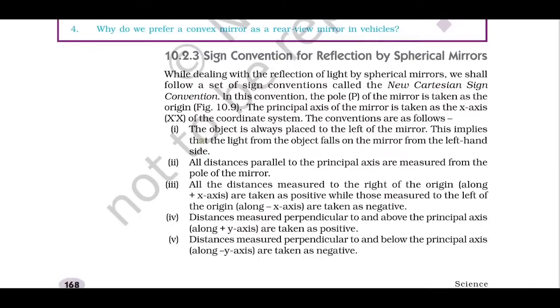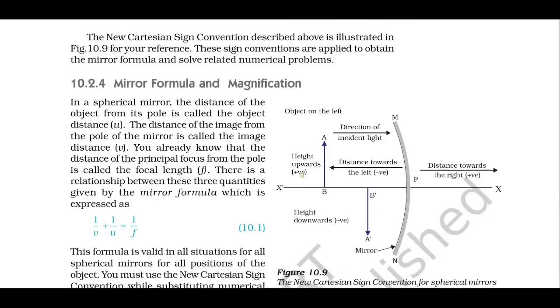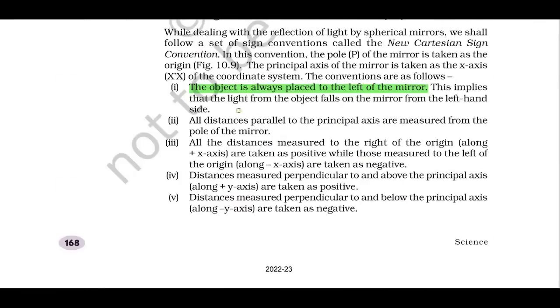To solve problems based on mirrors or lenses, you should know the sign convention for reflection as well as refraction. The object is always placed to the left side of the mirror, and this implies that light from the object falls on the mirror from the left hand side, right? If the object is placed on the left side, the light falls from the left side onto the mirror.